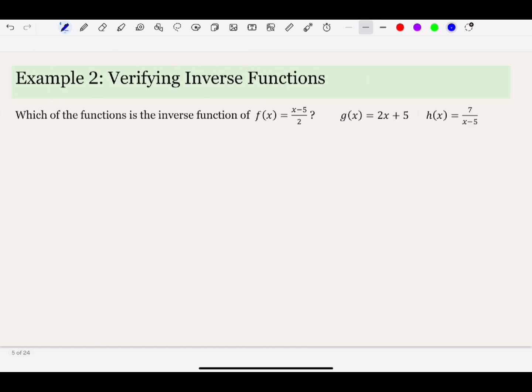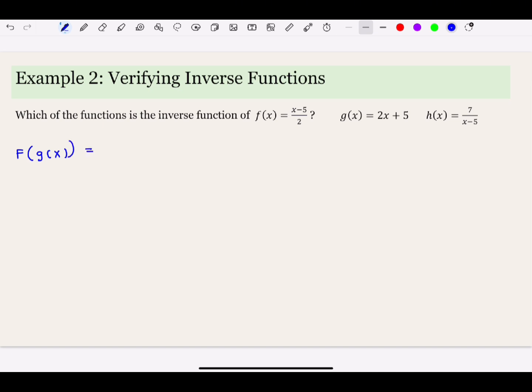Okay, this is the second example. Again, you have a function f of x and you have to check which of these functions is the inverse of f of x. Again, you have two possible candidates. Let's start with g of x. Let's take some compositions. First of all, let's start with f of g of x and see whether this is the composition.